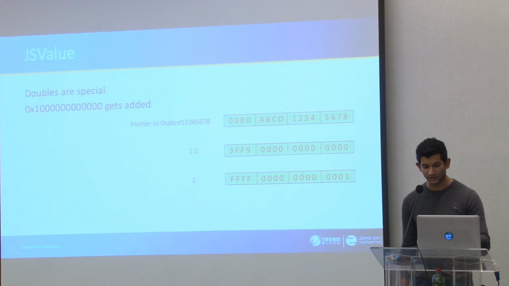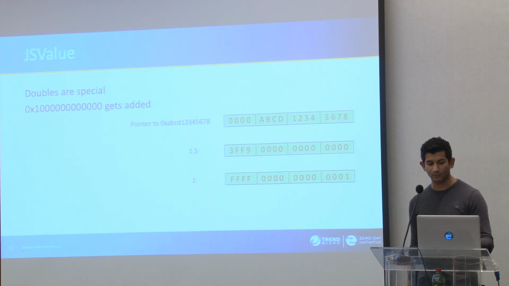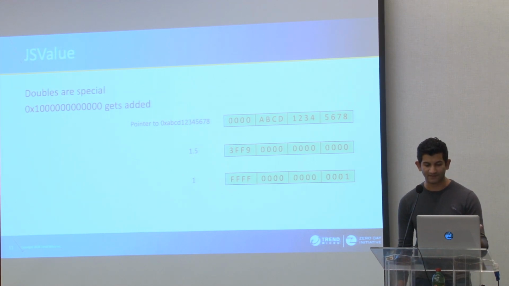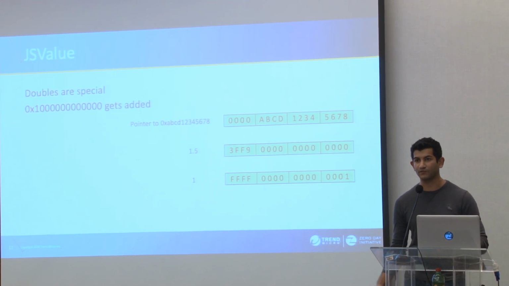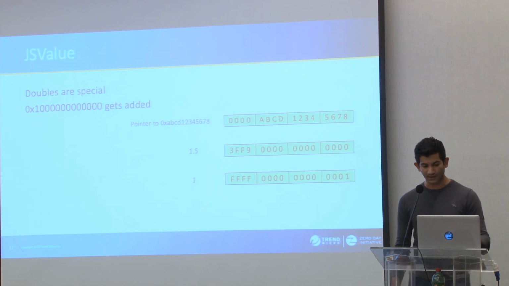I'll give an example of just why that can be very bad in a few slides. But if we have a pointer to ABCD, 1, 2, 3, 4, 5, 6, 7, 8, then the upper 2 bytes will be null, and the rest will be that pointer value. If we have a signed integer that we want to represent, and in this case we want 1, then the upper half will be FFFF0000, and then the lower half will be whatever the signed integer is. And then if we have a double value, it's going to be whatever the double value is with 1 added.